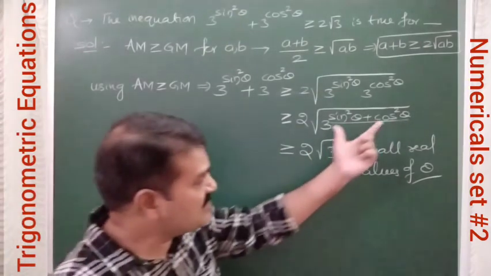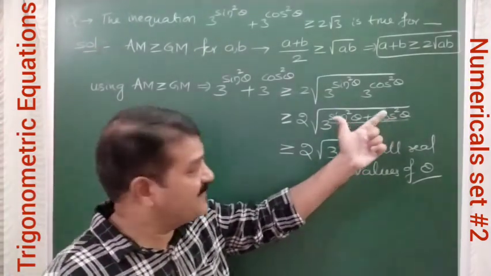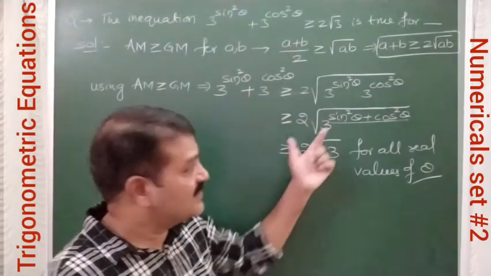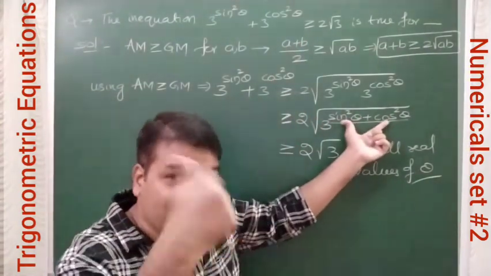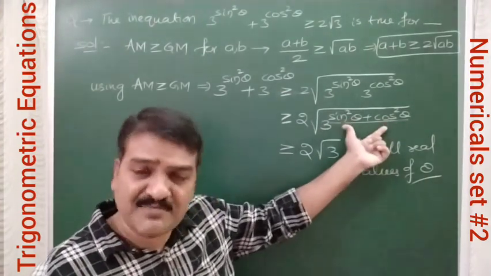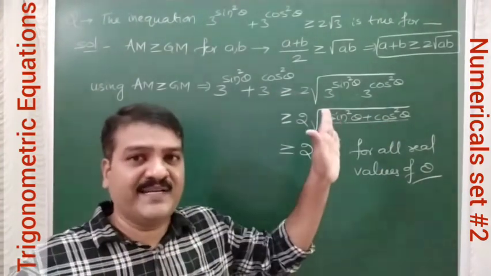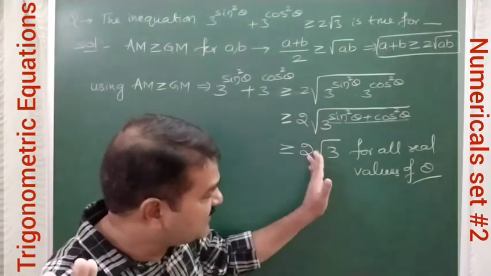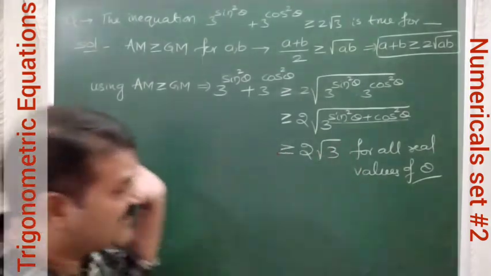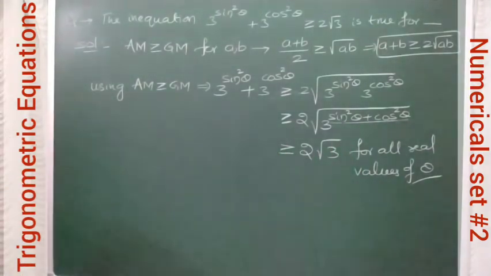So everything depends on this, you have to observe. If this is 1, you will get the inequality. So this becomes 1 for which values of theta, you have to think. This is identity. So this becomes 1 for all values of theta. So therefore inequality is satisfied for all real values of theta. That is the condition. Okay, so let us move to next problem.